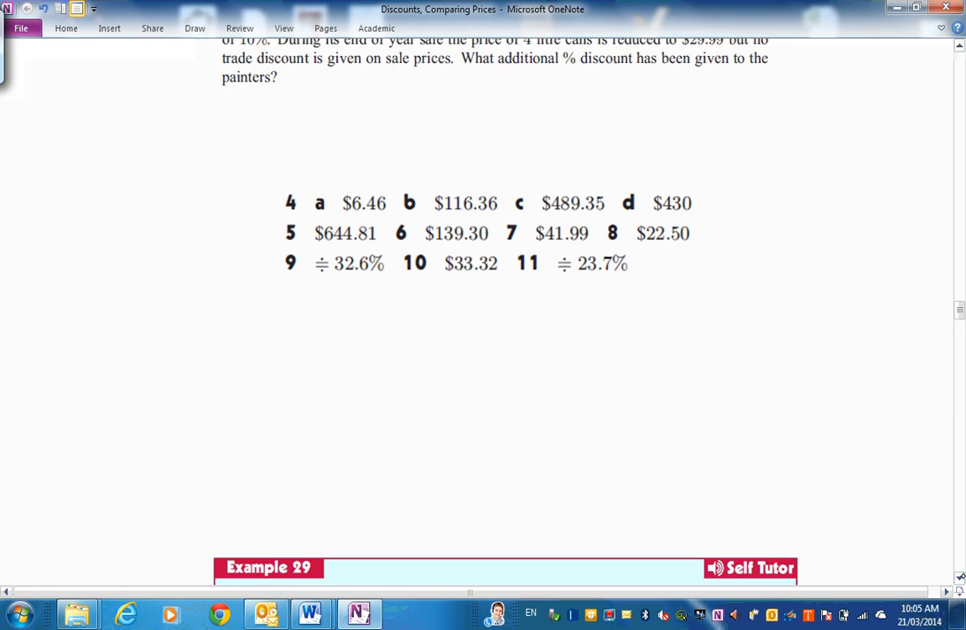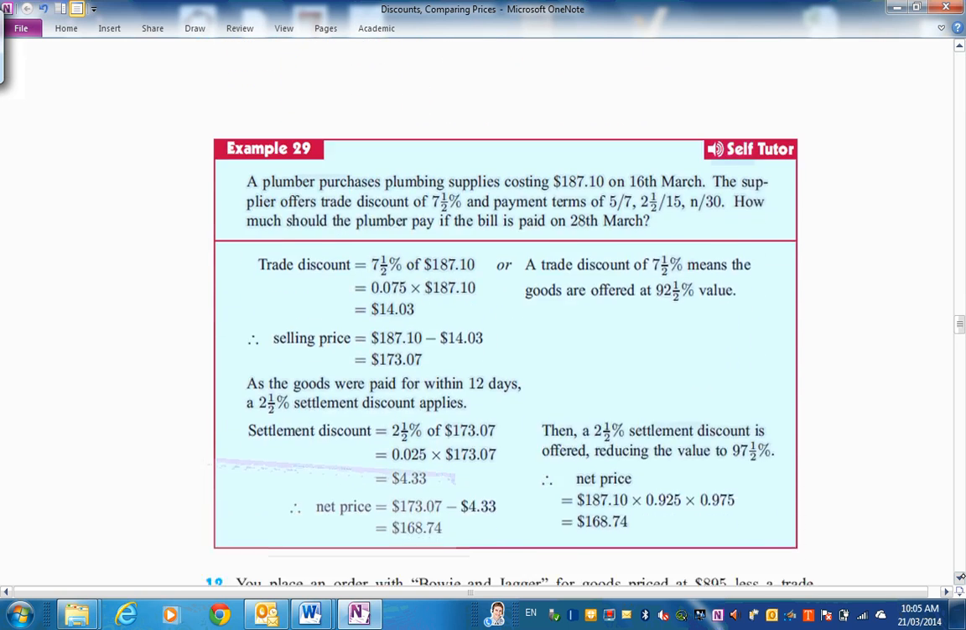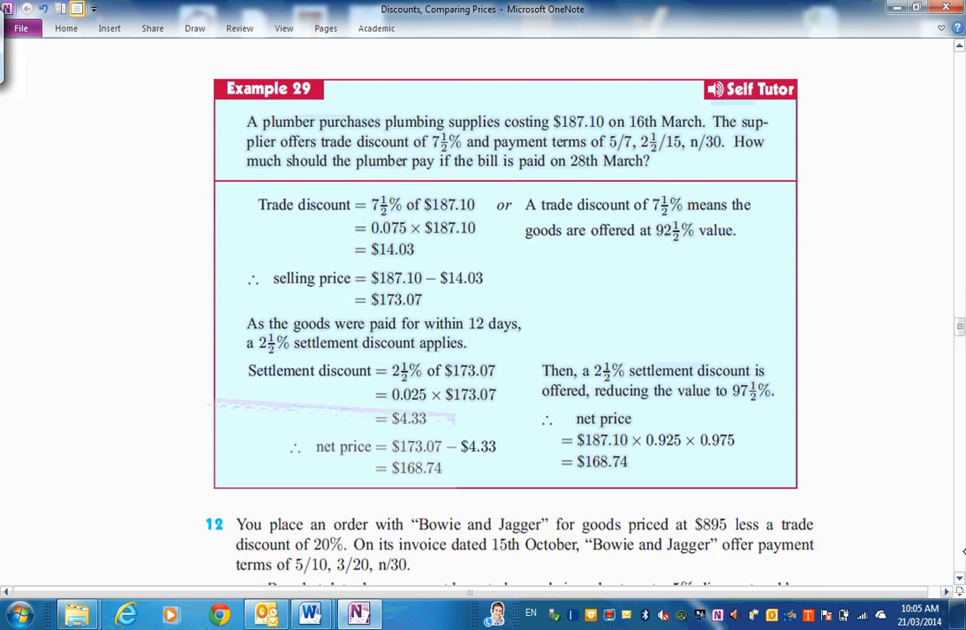Not far to go. I hope you're working hard and feeling happy with the skills you're building up. Okay, so there's another couple of questions in this set, and I've separated these. A plumber purchased plumbing supplies costing $187.10 on the 16th of March. Let's underline the important things. The supplier offers a trade discount of 7.5% and payment terms. There's your discounts for various times. How much should the plumber pay if the bill is paid on the 28th of March?